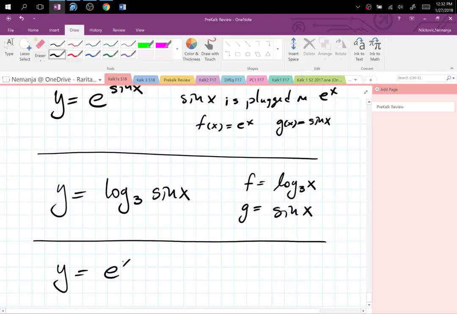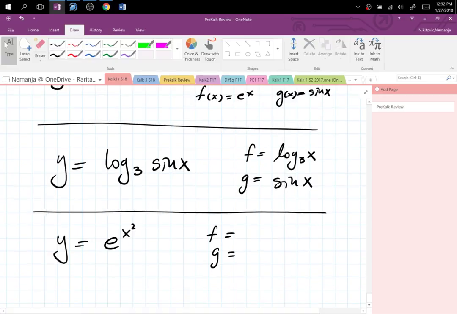How about e to the x squared? You're going to see this a lot, this one. So what's f? e to the x. What's g? x squared. Now if you're still struggling with this, x squared will replace this x, and there you go. e to the x squared.